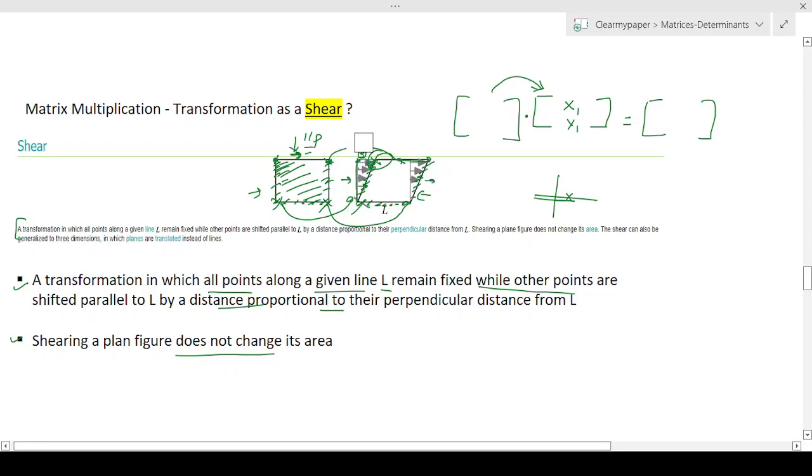Sorry, let me just rub the diagram, hold on, so that it's clear. So clear of the clutter. Okay.